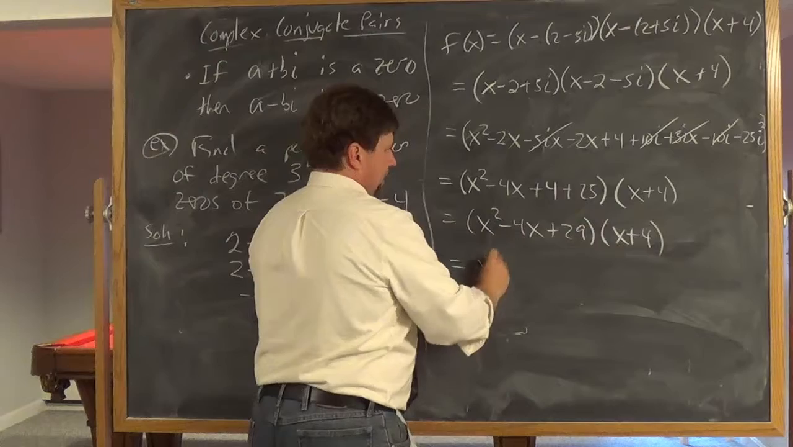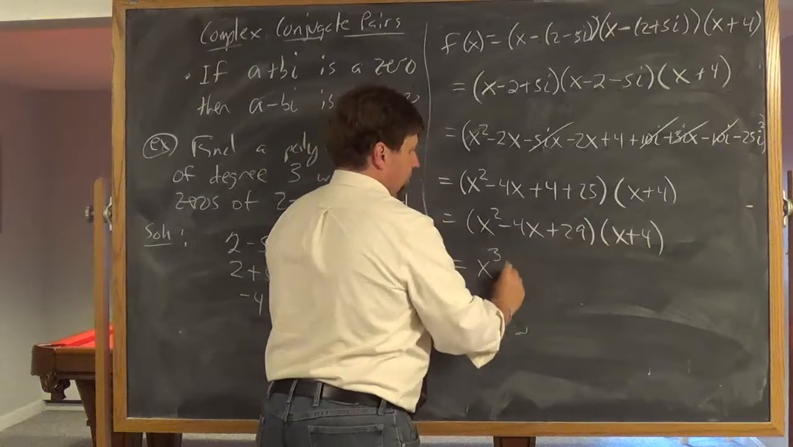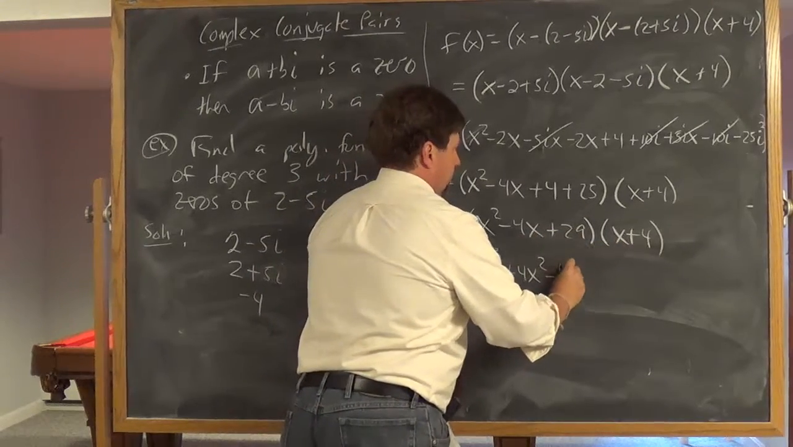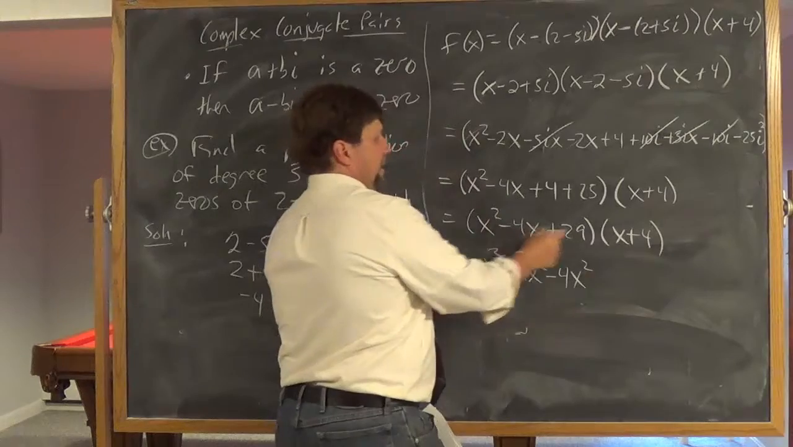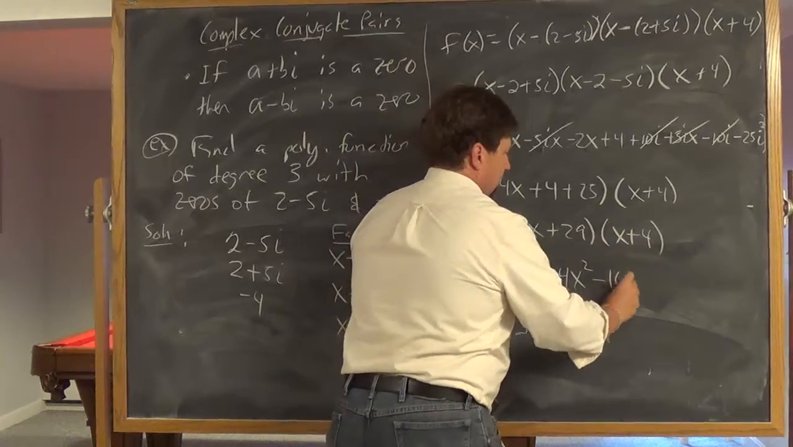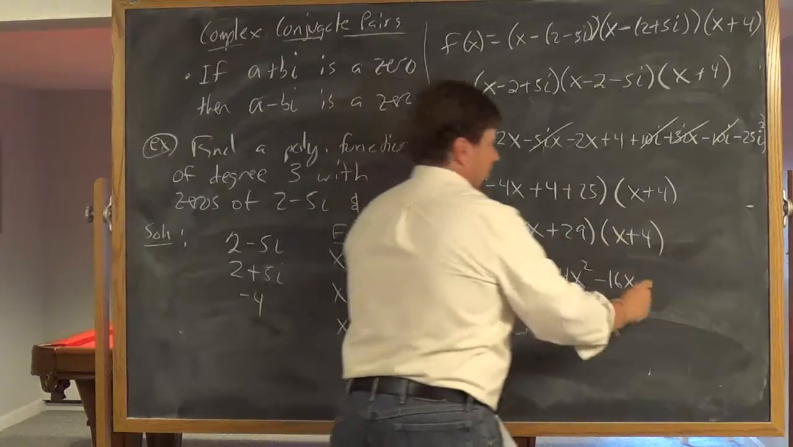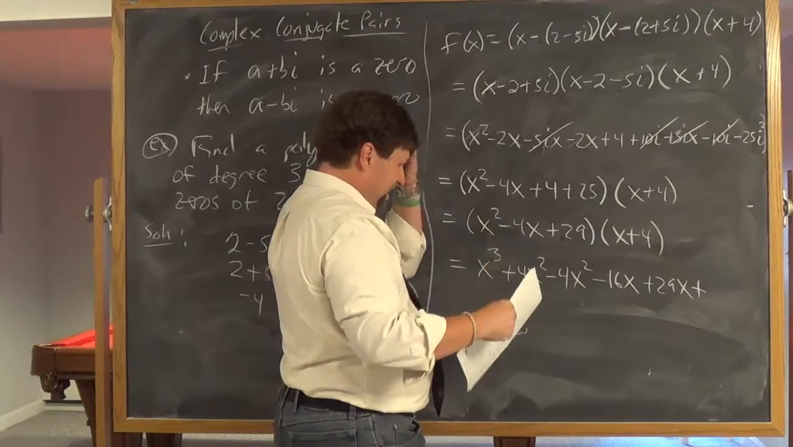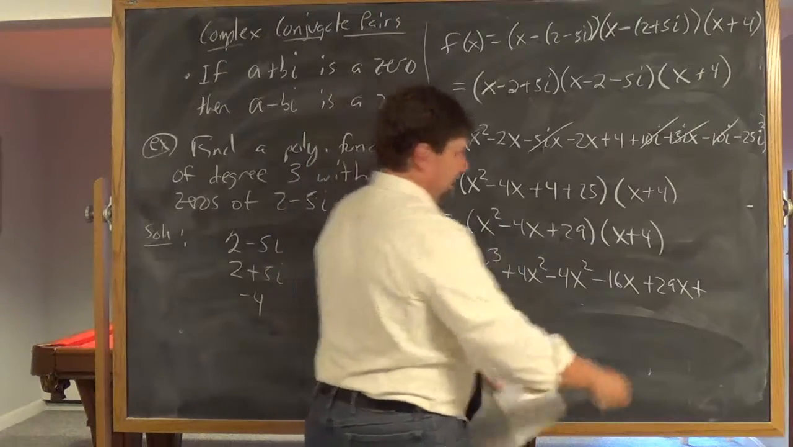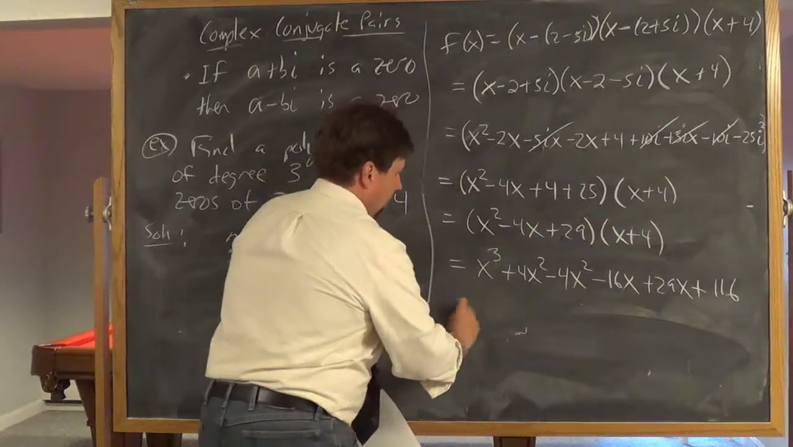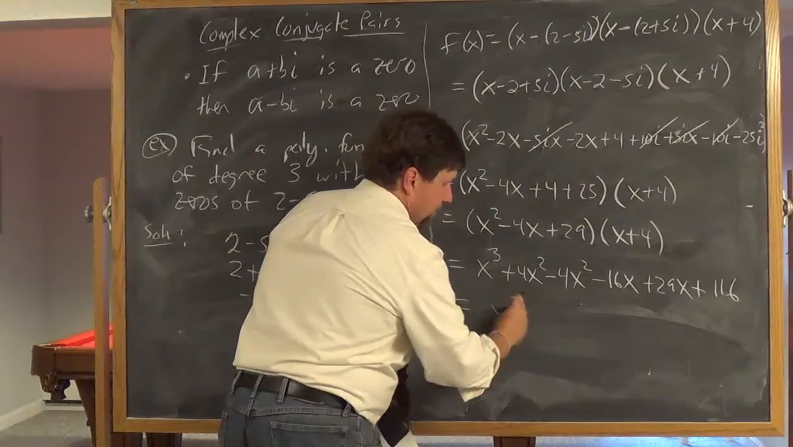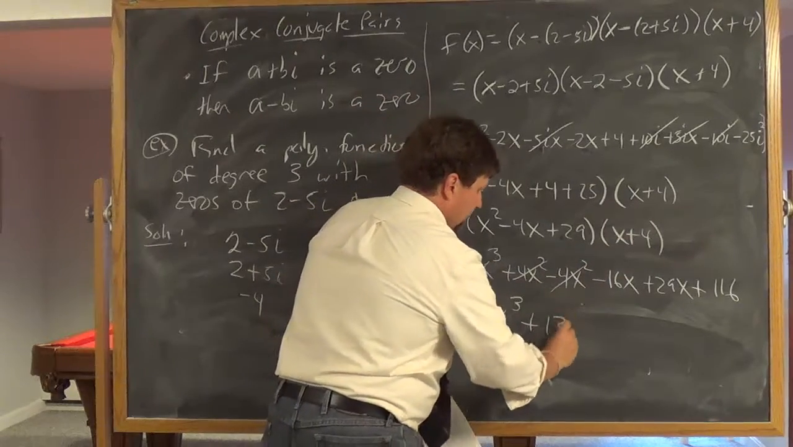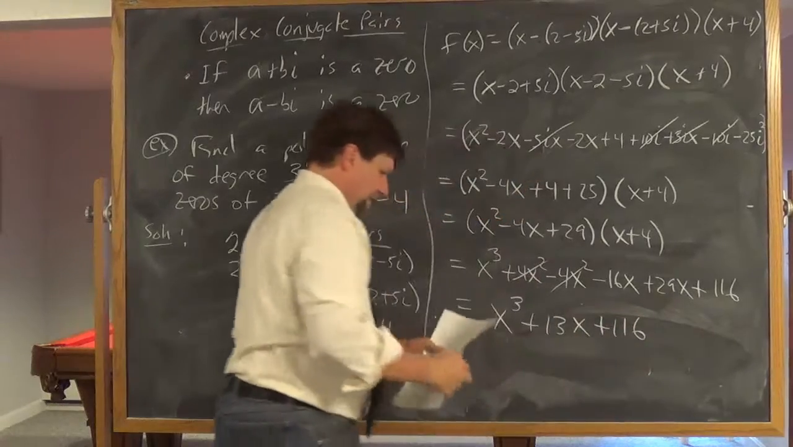X squared times x is x cubed. X squared times 4 is a 4x squared. Negative 4x times x. Well, look at that. That's a negative 4x squared. Negative 4x times 4 is a minus 16x. Then finally we have a plus 29x. Plus 29 times 4. 29 times 4 is 116. Combine like terms and you end up with an x cubed. The x squareds cancel. Plus 13x plus 116.